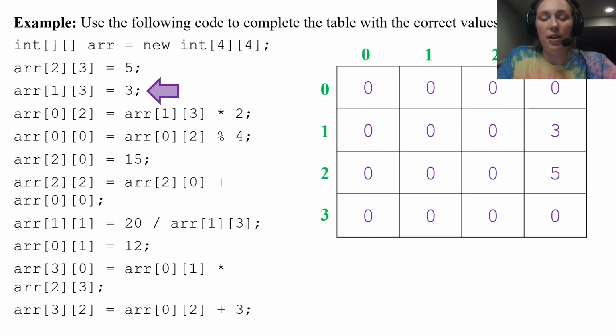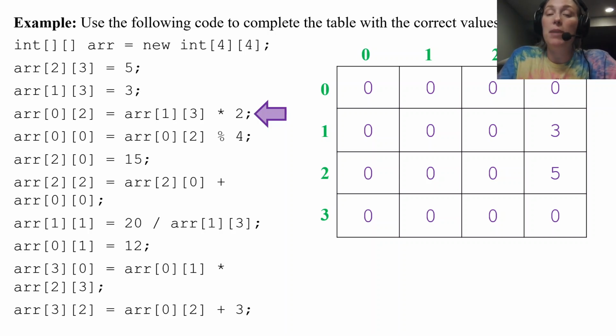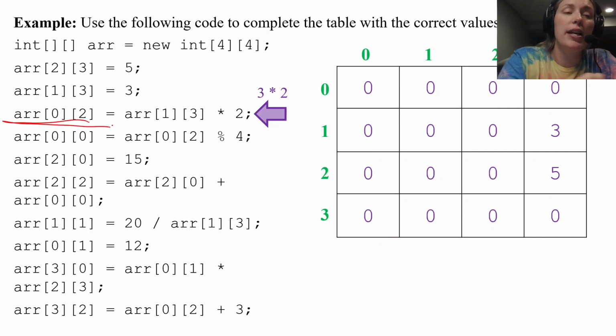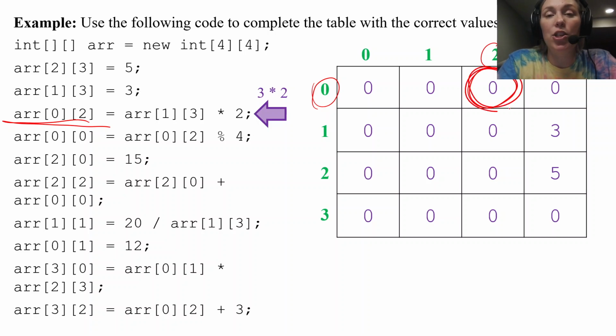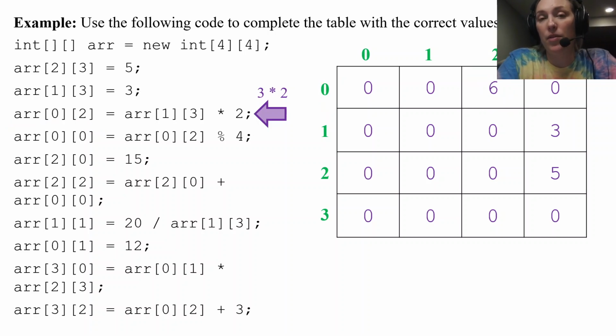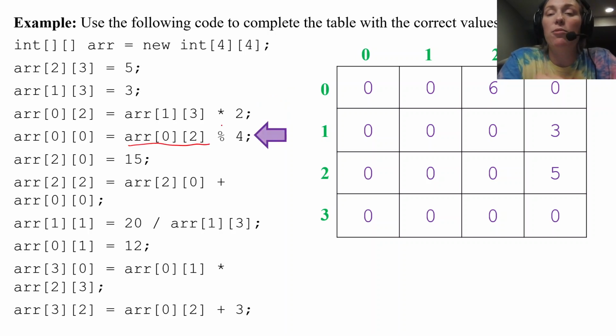Let's go through the answers here. Here, we're taking the value at 1, 3, which is going to be a 3, and multiplying it by 2. 3 times 2 is 6, and 6 is going to get stored in this value, index 0 to index 2, so 6 is going to go right here. Here, the value at 0, 2 is going to be a 6, we just figured that out. So 6 mod 4 is going to be a 2, and 2 gets stored in that 0, 0 position.